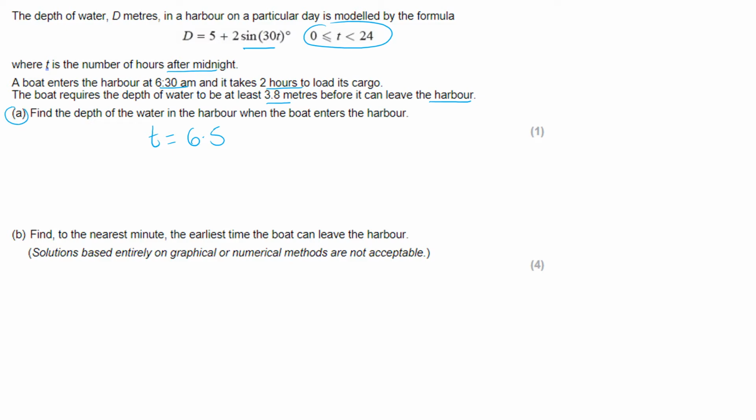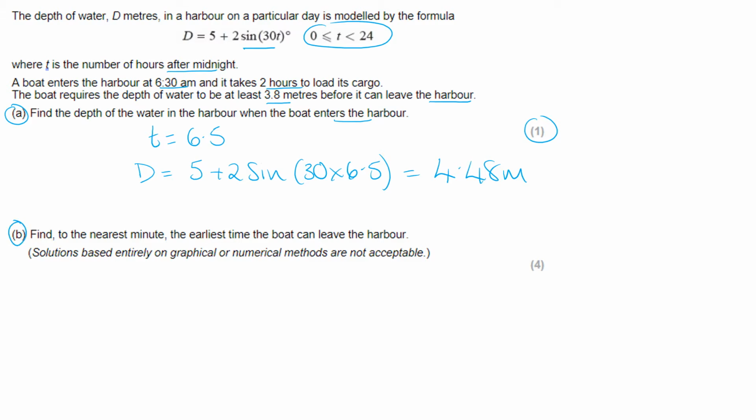For part a, you're asked to find the depth of the water in the harbour when the boat enters. So that's going to be when t is 6.5. All we need to do is to substitute that in. So it's going to be 30 times 6.5. And if you do that on your calculator, it comes out to be 4.48 meters. And you're doing that just for one mark. That's fairly straightforward, but that's getting you into the flow and just getting your head round thinking what 6.5 means and what the height will be when we've entered the harbour.